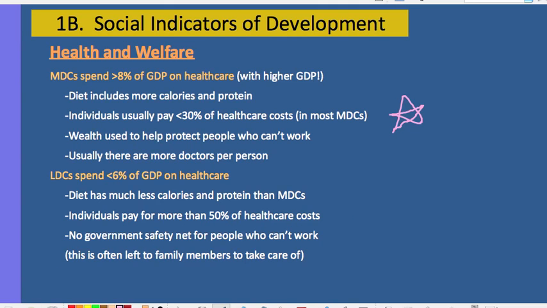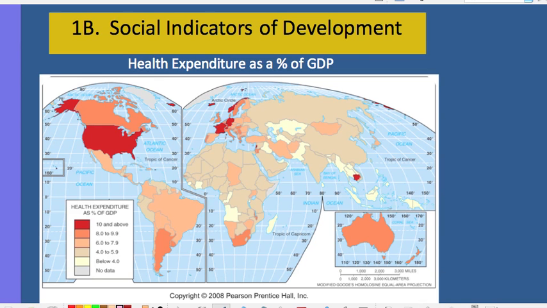And this is just looking at the health expenditure as a percent of the GDP. So, more than 8% usually is MDCs and less than 6% for LDCs. Here you've got 10% and above, you can see a lot of money spent in healthcare. And then below 4%, you can see here, not as much money spent on healthcare.